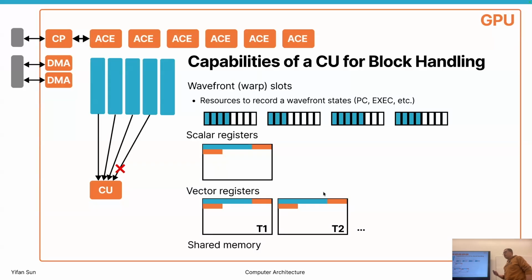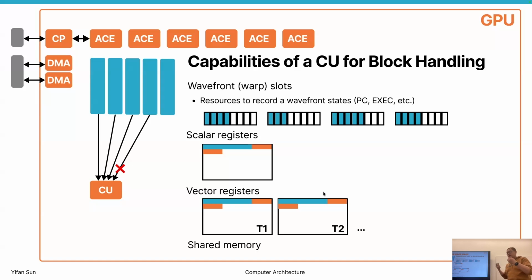And definitely, we want to dispatch as many blocks to the CUs as possible, so that CUs will have more threads waiting to be executed, right? So it'll have opportunities to select which one can execute.